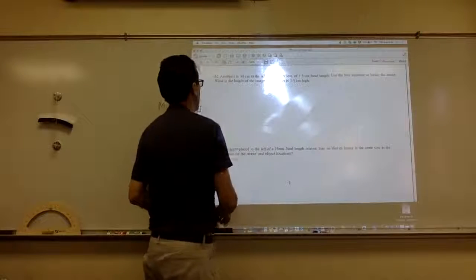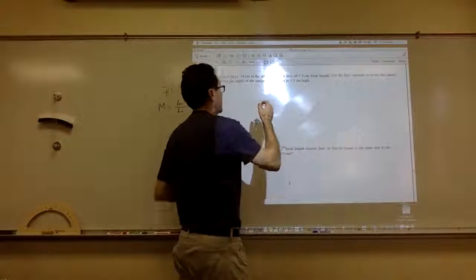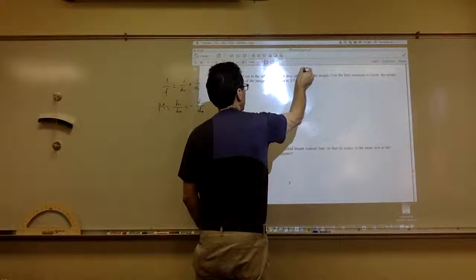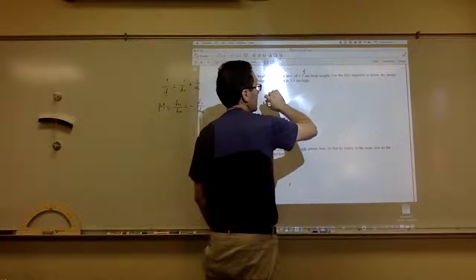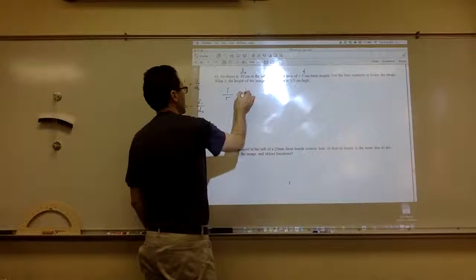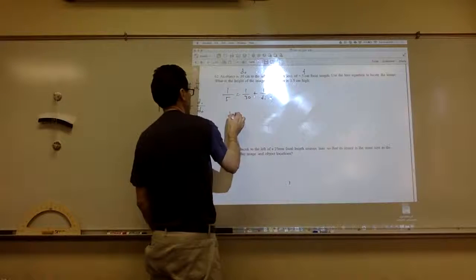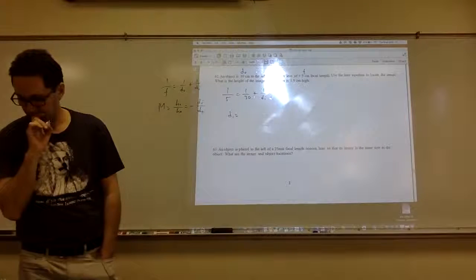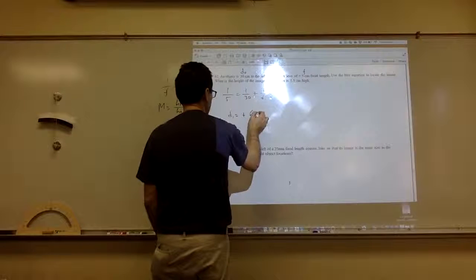Okay. And 62. An object is 30 centimeters to the left of a convex lens. So the f is positive 5, the do is 30. Now we're trying to find the image. 1 over 5 is 1 over 30 plus 1 over di. So di is positive 6 centimeters. So that makes it a real image.